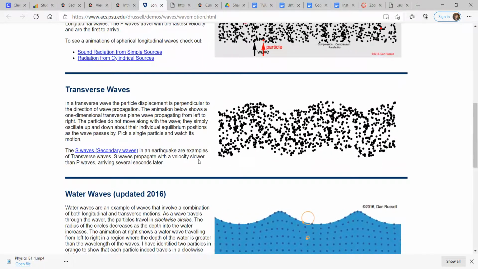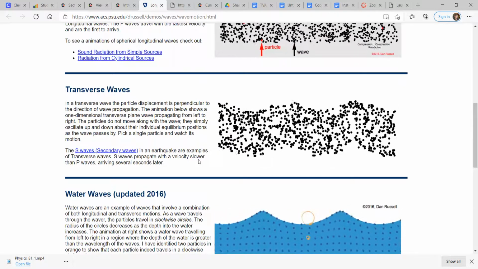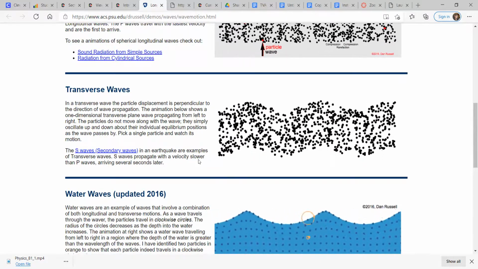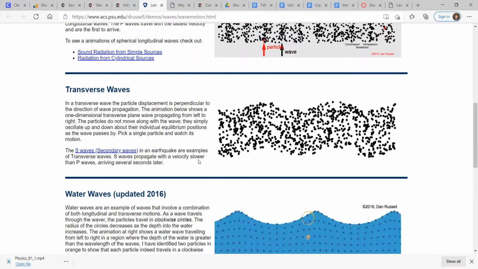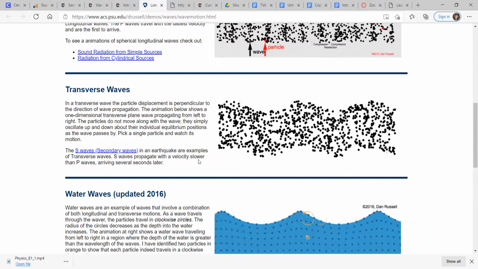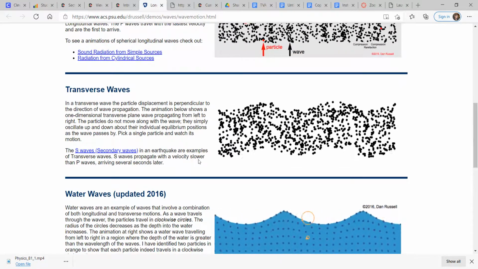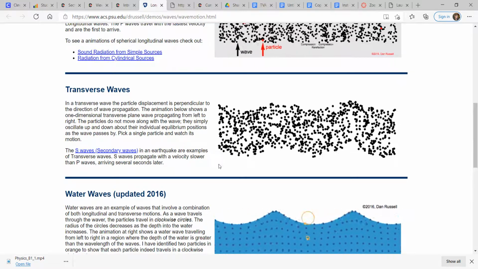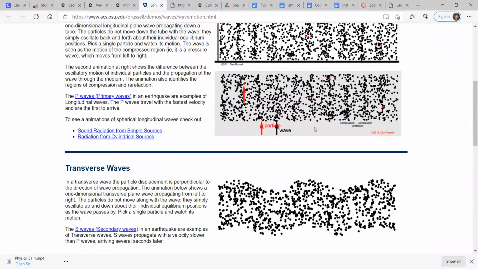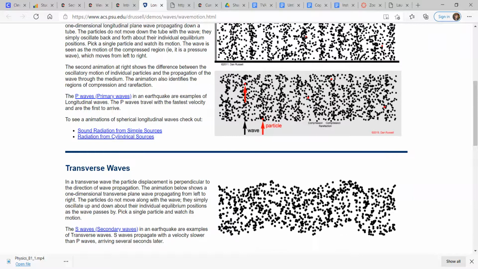And an example of this is the S waves, or secondary waves, in an earthquake. And these are examples of transverse waves. S waves propagate with a velocity slower than the P waves, or primary waves. And these S waves arrive several seconds later. So longitudinal P waves in an earthquake hit first, they're faster, and then you have these slower S waves.